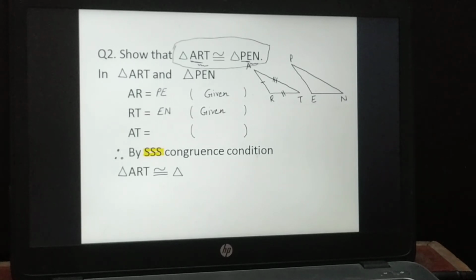The last one is AT. The first and the last, AT. So here the first will be AT and the last will be PN. So AT is equal to PN. Reason, it is already given. So by SSS congruence condition, the two triangles are congruent, and since this is given, there is no need to write it down in the answer. Directly you can write down triangle ART is congruent to triangle PEN.